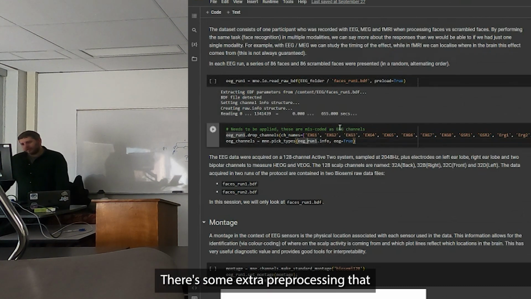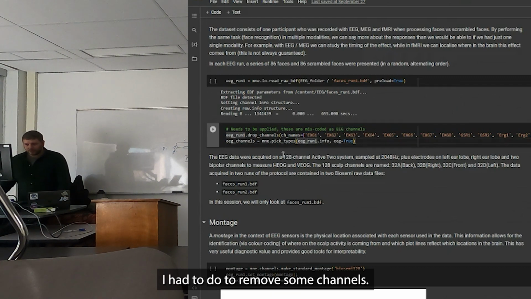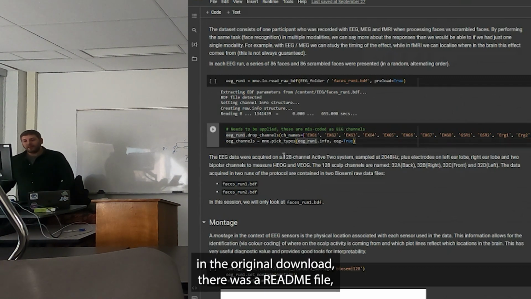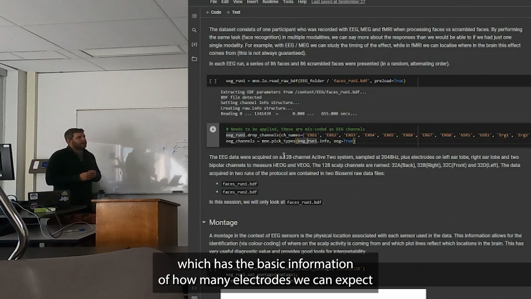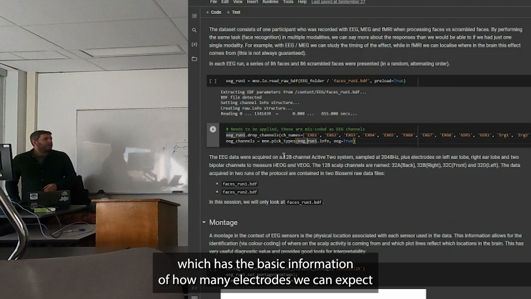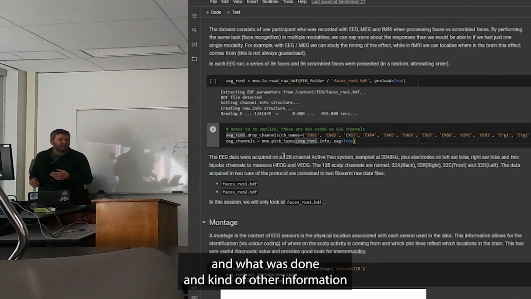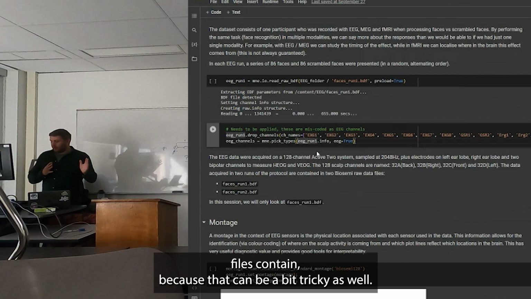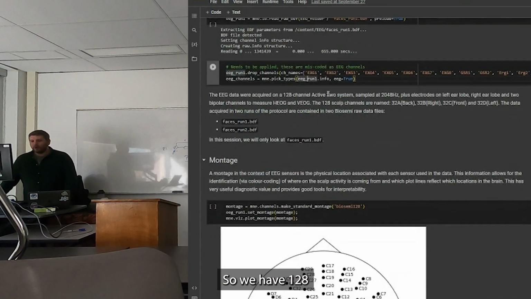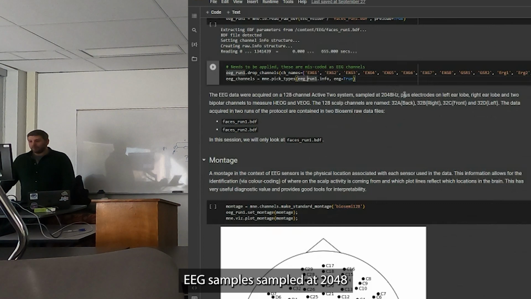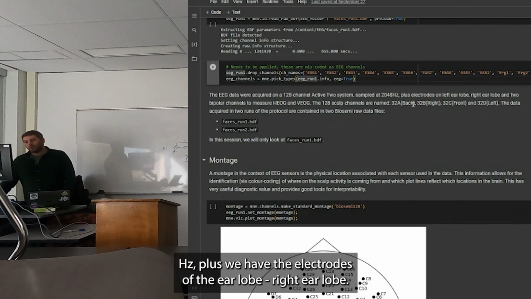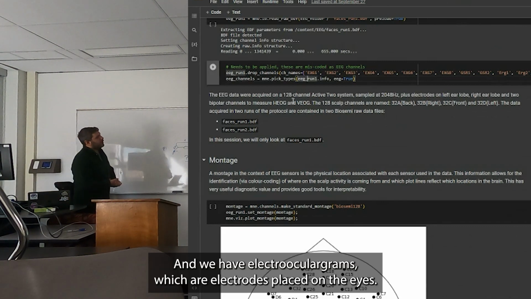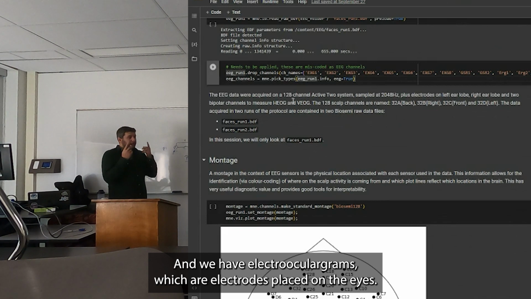There's some extra pre-processing that I had to do here just to remove some channels. So you can see in the original download, there's a file which has basic information of how many electrodes we can expect and what was done, and other information that might be useful in terms of what the stimulus files contain, because that can be a bit tricky as well. So we have 128 EEG channels sampled at 2048 hertz. Plus we have the electrodes on the right earlobe, and we have electro-oculograms, which are electrodes placed on the eye.